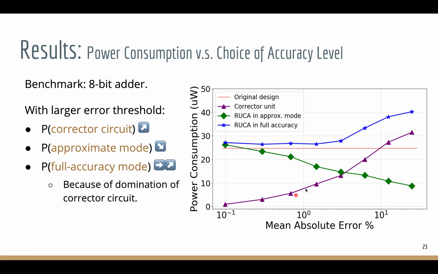As the purple line shows, as the error threshold increases, the power consumption of the corrector circuit also increases. That is because the corrector matrix gets fewer and fewer bars during this process. As the green line shows, when error threshold increases, the power consumption in approximate mode decreases. If we accumulate those two numbers, we obtain the power consumption in full accuracy mode, which is the blue line. This power consumption seems to be stable at the very beginning, but increases dramatically after 3 to 5% error threshold. This is because the corrector circuit starts to dominate power consumption.